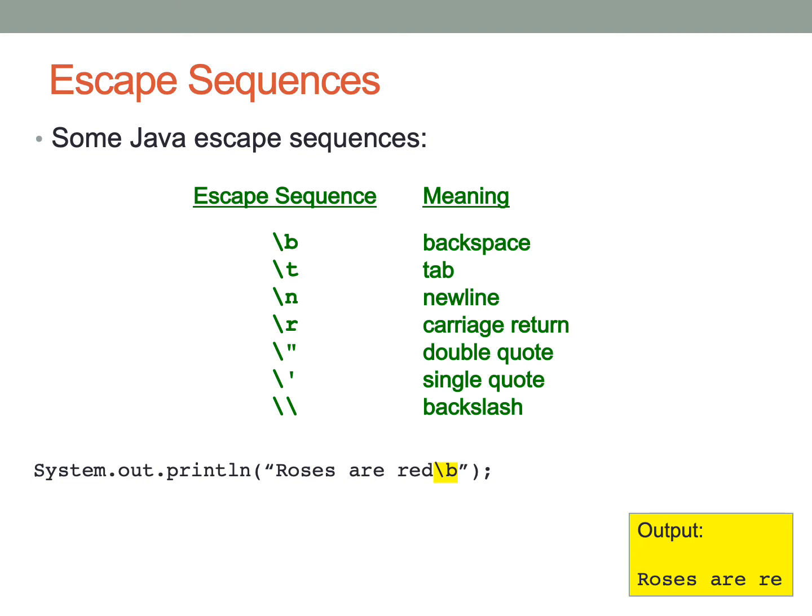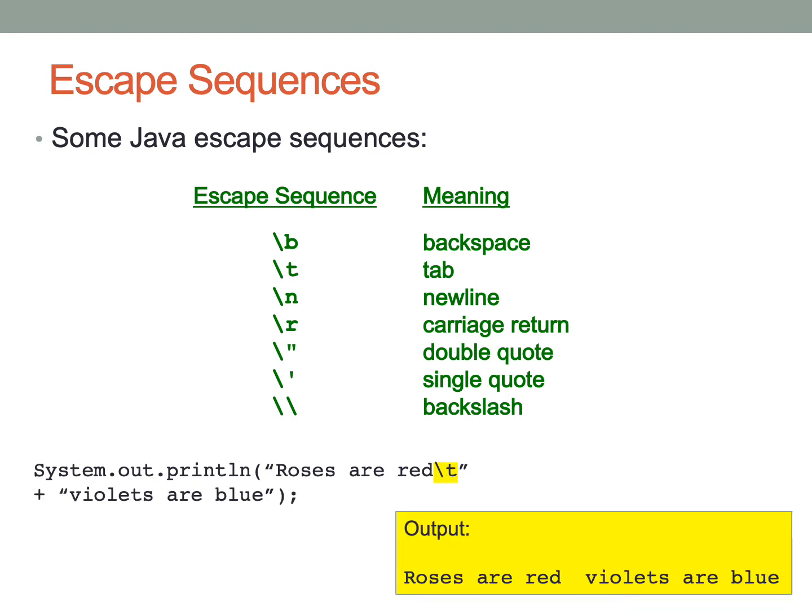\b is for backspace. For example, if we have System.out.println roses are red \b, it will give roses are re. So \b goes one space back. \t is for tab. For example, if we have System.out.println roses are red \t violets are blue, the output that we will get is roses are red, and then a tab, then it continues with violets are blue.